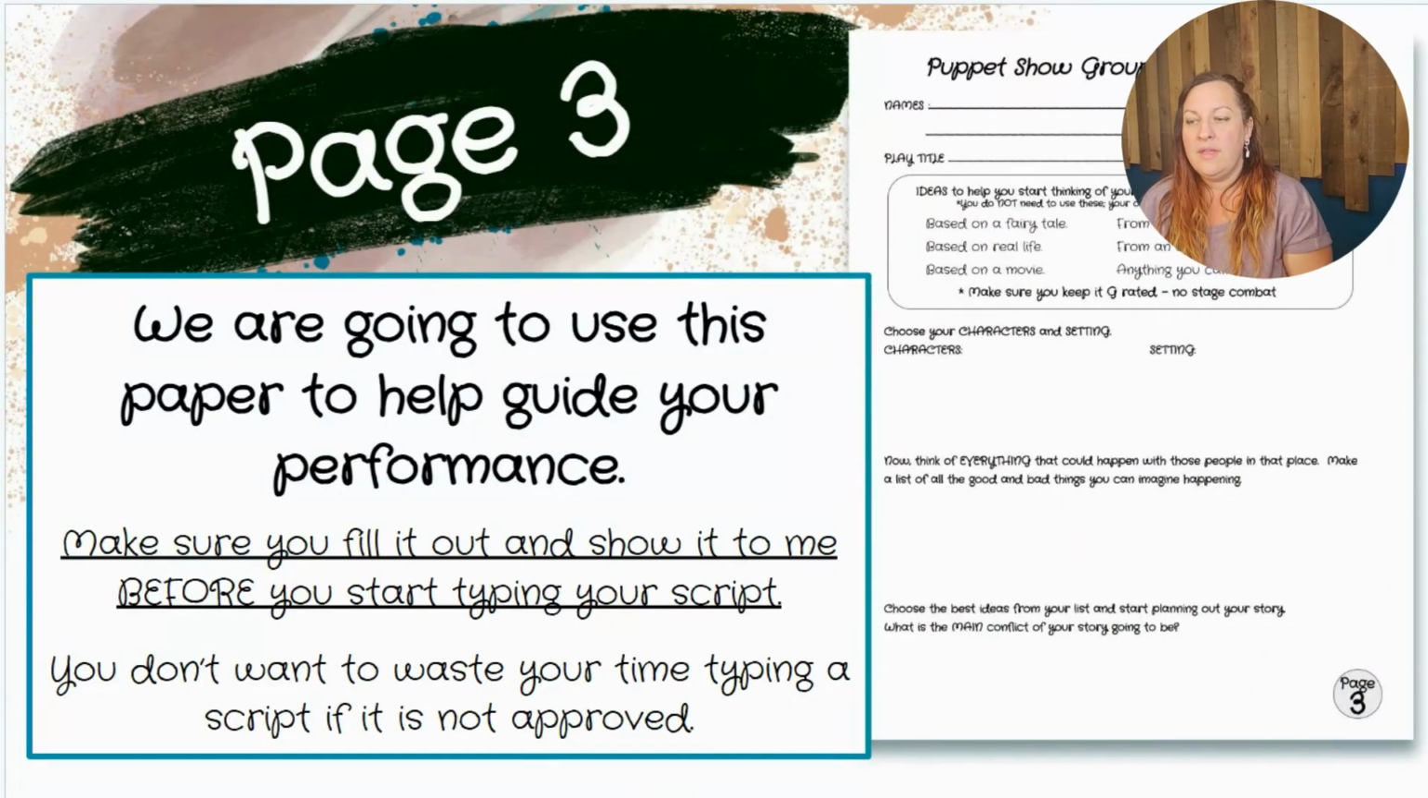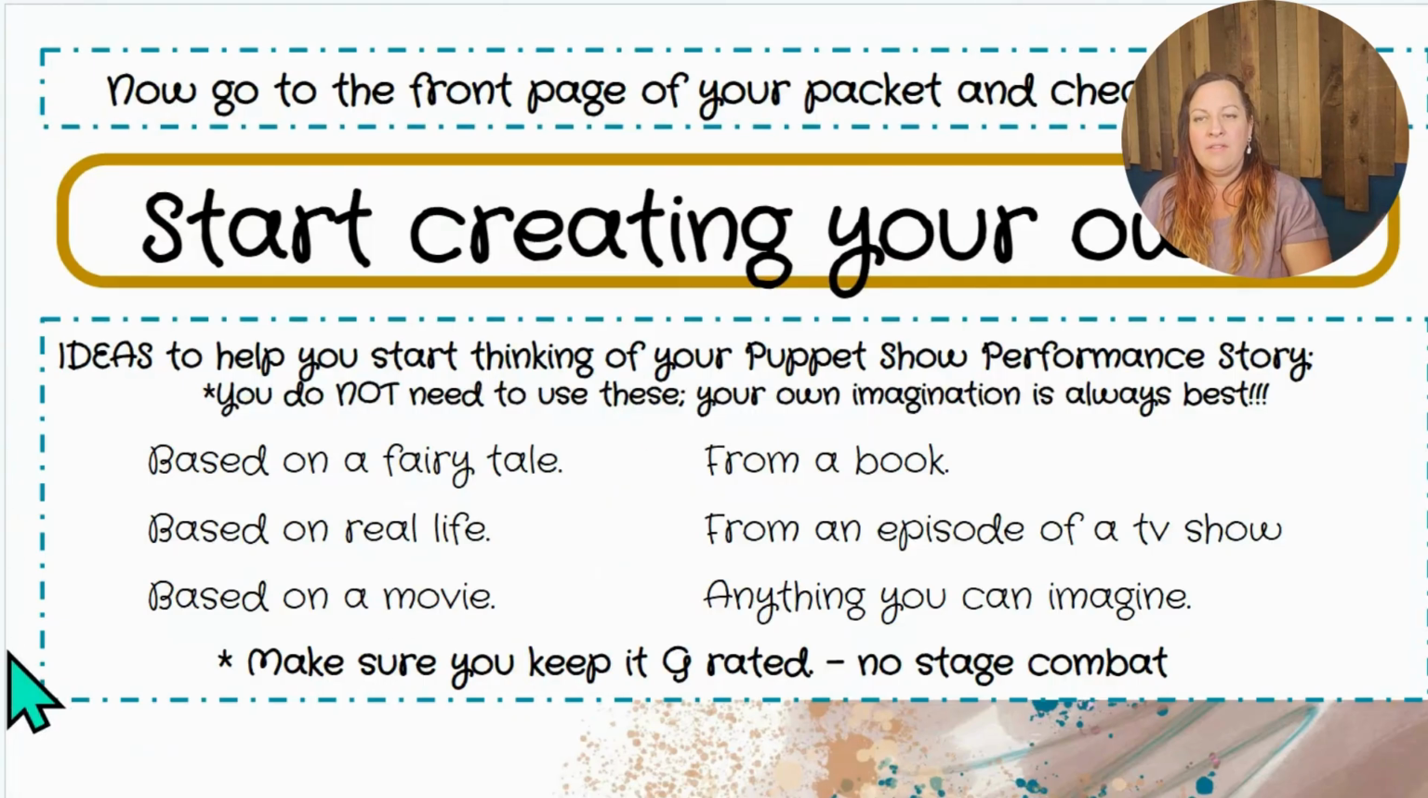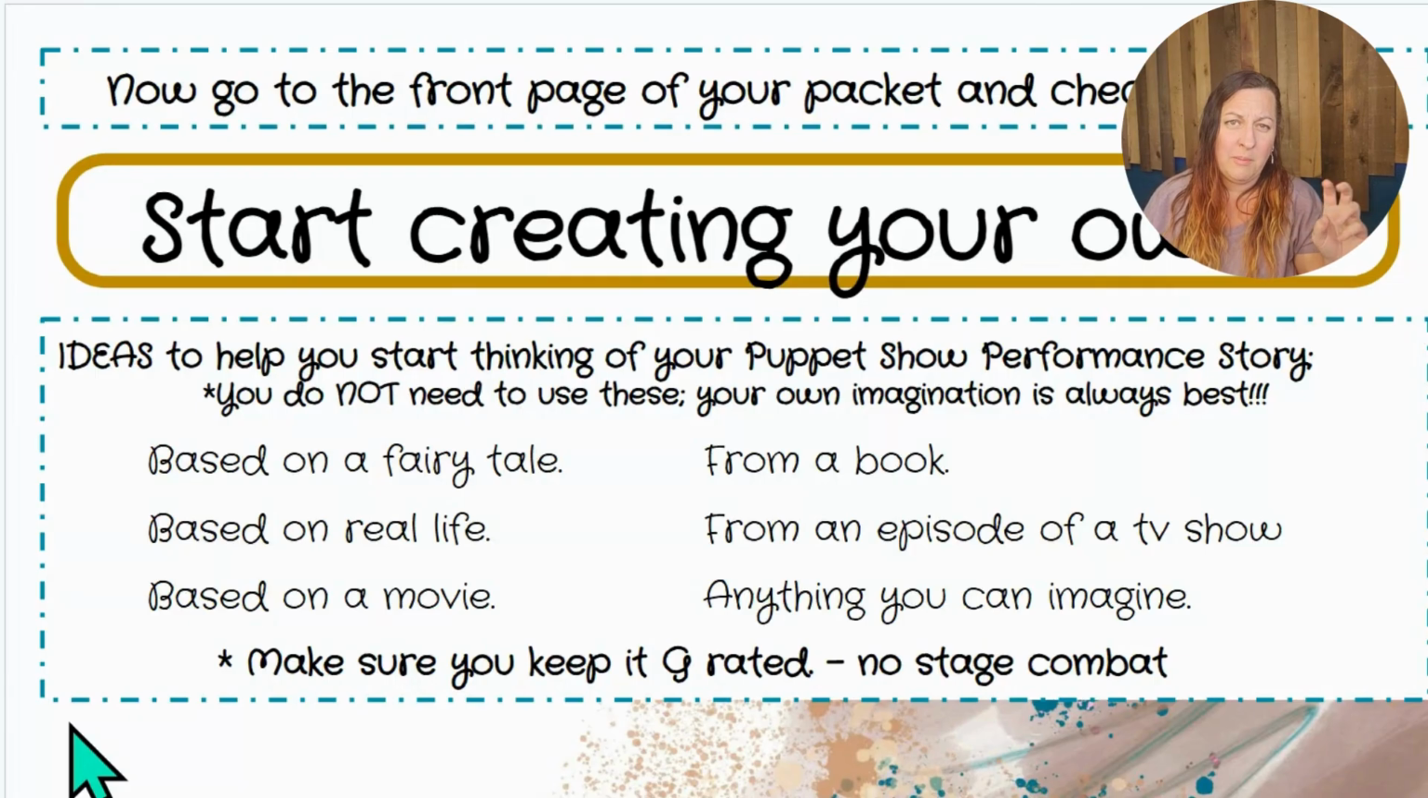And so here is a way to get started. I give them a bunch of ideas, but I say, you can have it based on a fairy tale, on real life, on a movie, on a book, from a TV show, or anything you can imagine. And then I just say make sure it's G-rated. No stage combat. I actually had a student break his finger in a puppet show fight. Him and his partner were doing a little puppet show, and they were going like this, and the thumb hit the pinky, and it broke the finger. So we don't do that anymore.